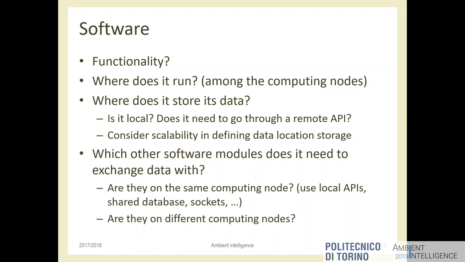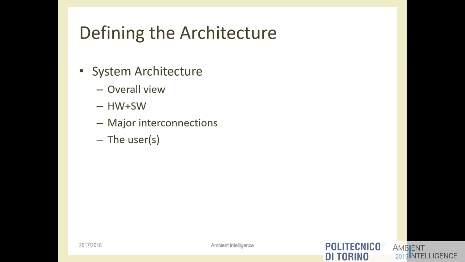But if they are on different nodes, we must wrap this communication into an API. So it's additional work to do. It's not complex. We saw that implementing an API to read some database data is just a few lines of code, but it's just something that adds up to the complexity of the system. So in mapping the software to the hardware nodes, we should also consider where is the best location for software to run that improves the functionality of the system and at the same time maybe simplifies its architecture.